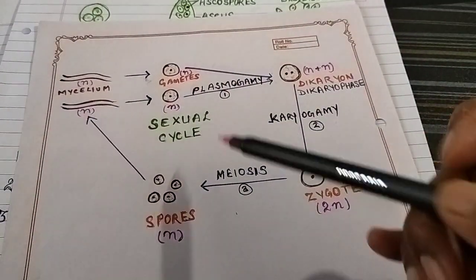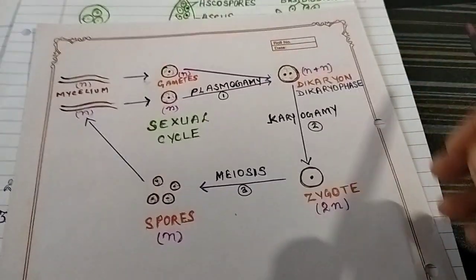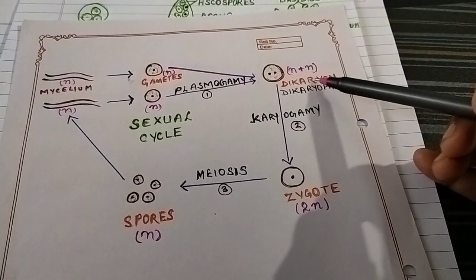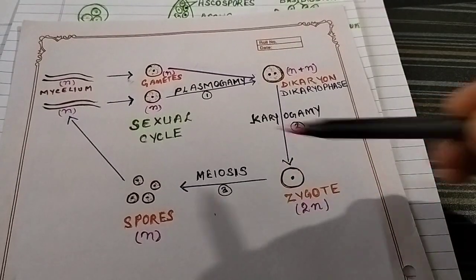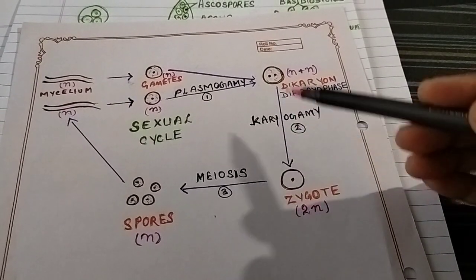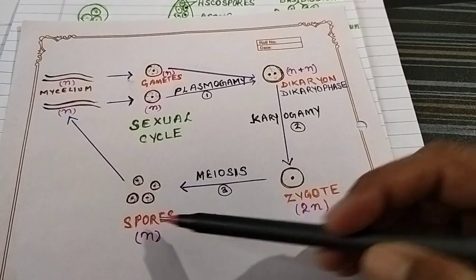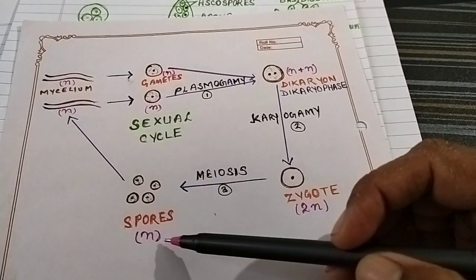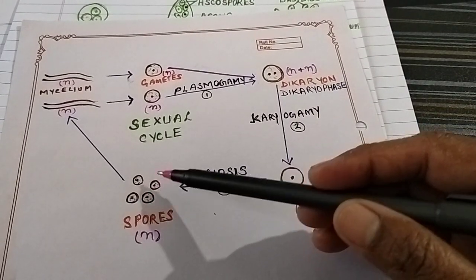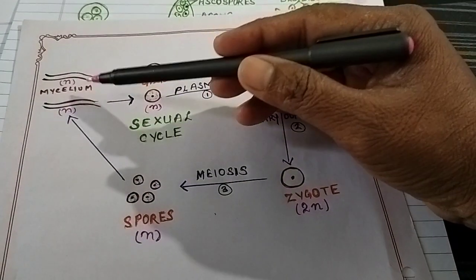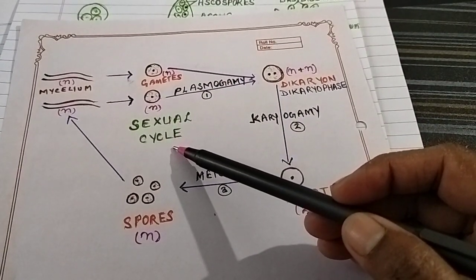See the sexual cycle. Two hyphae of compatible mating types produce their gametes. Plasmogamy takes place, dikaryon is formed, karyogamy takes place, zygote is formed. Here the fruiting body will be found in the fungus. Inside the fruiting body, the zygote will undergo meiosis, again forming spores. The zygote is diploid. The spores are haploid as a result of reductional division, and each spore will form its own mycelium. This is the sexual cycle of fungi.